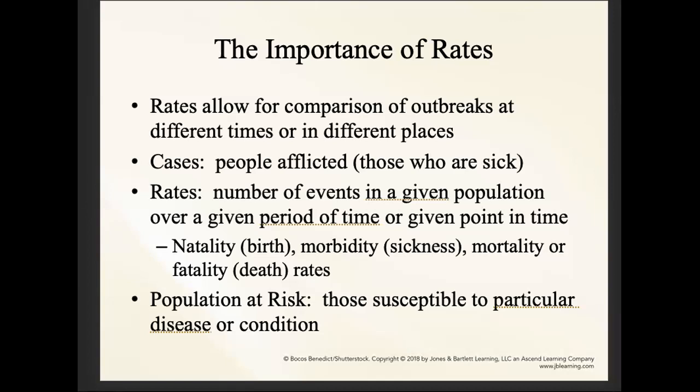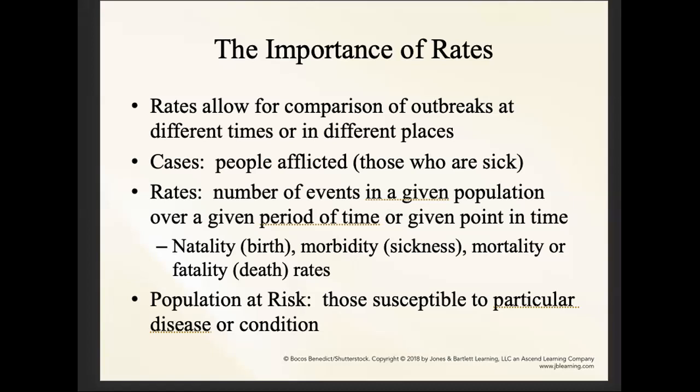Cases include people afflicted, so those who are currently sick. And rates are the number of events in a given population over a given period of time or at a given point in time. So natality is a birth rate, how many births occur maybe in a given year or on a given day. Morbidity is the rate of illness in a population.